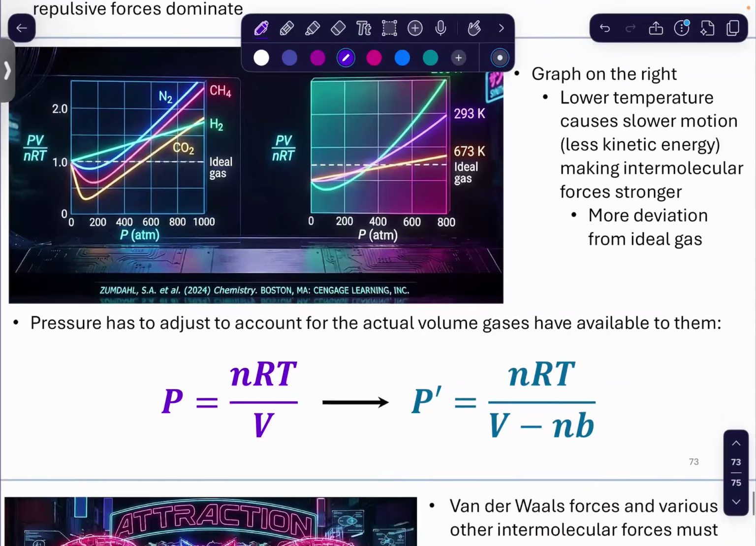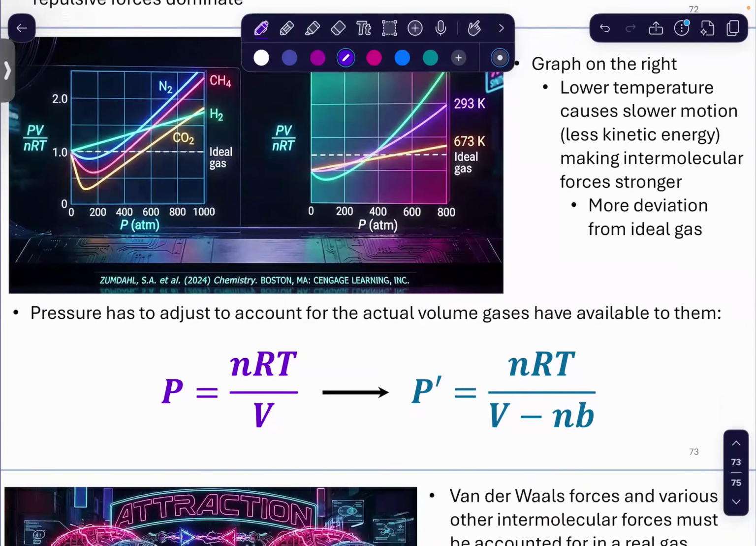So what experimentalists ended up finding, working with theorists, is that a correction needed to be made. And so if we change the ideal gas law to P equals nRT over V, the first change they make is to account for the volumes of the individual molecules in a gas. And so that's going to be P prime. That's going to be nRT over V minus nB. So the volume of your container minus, so you have to subtract off a given volume of your molecules.